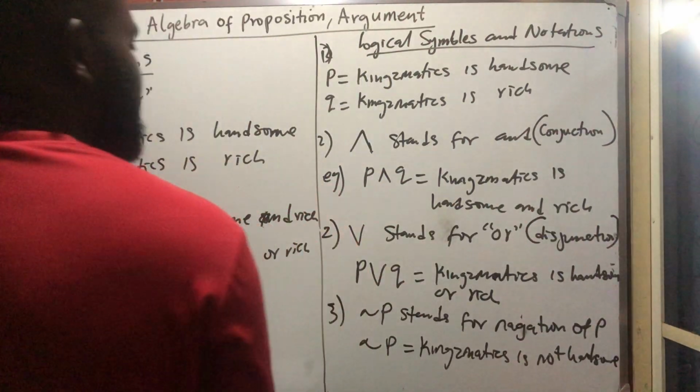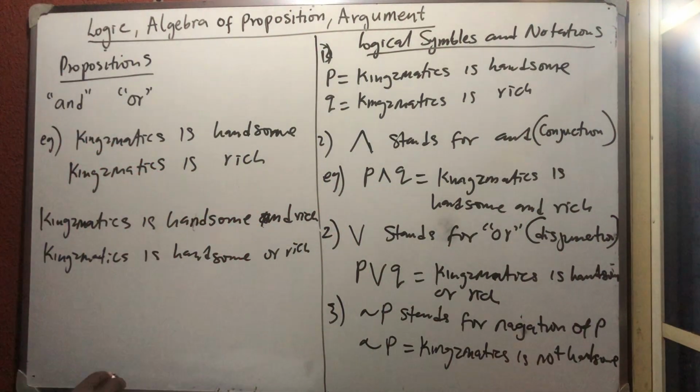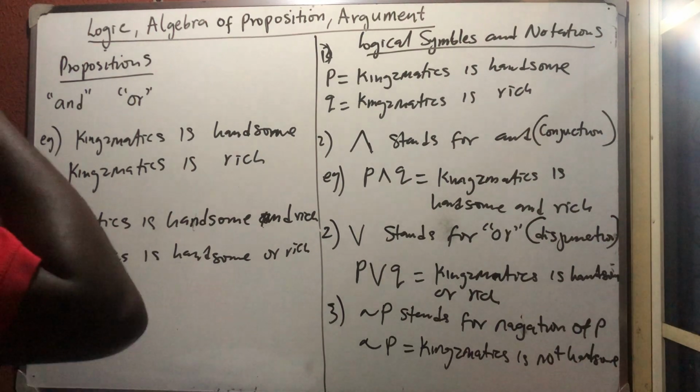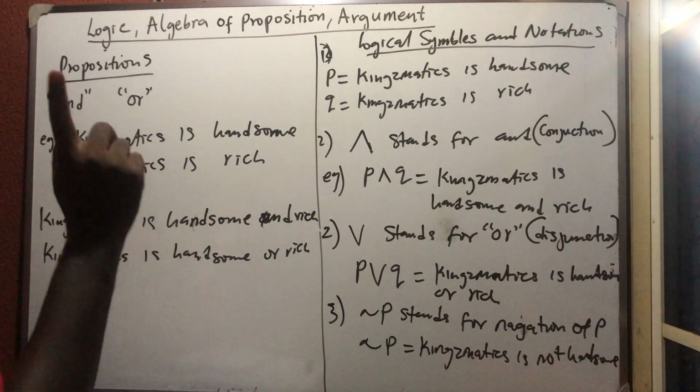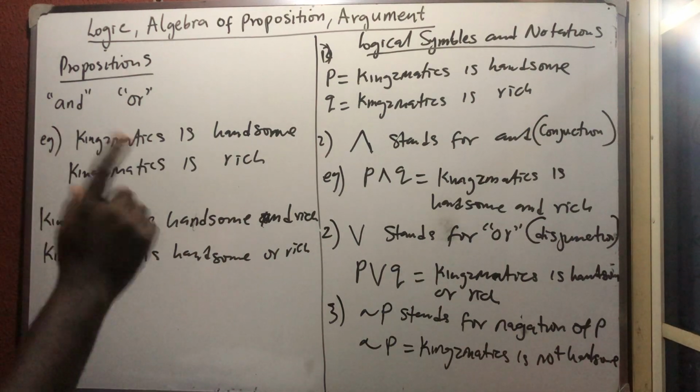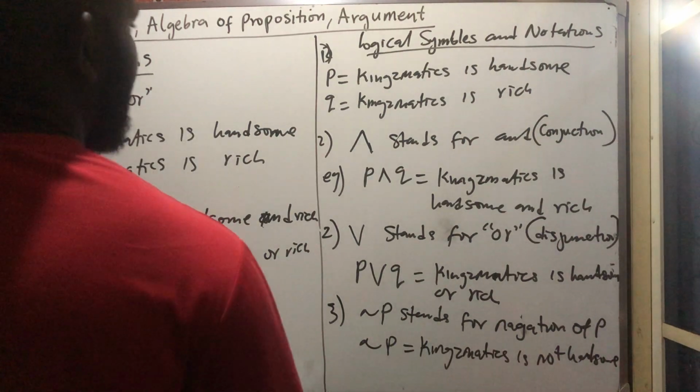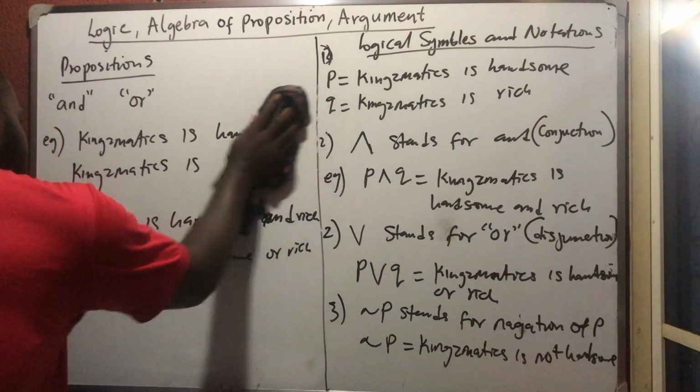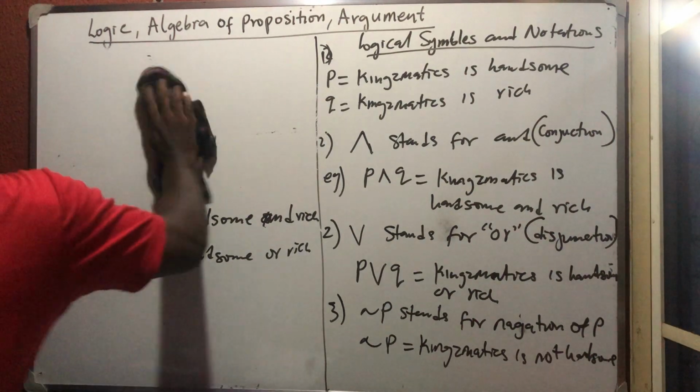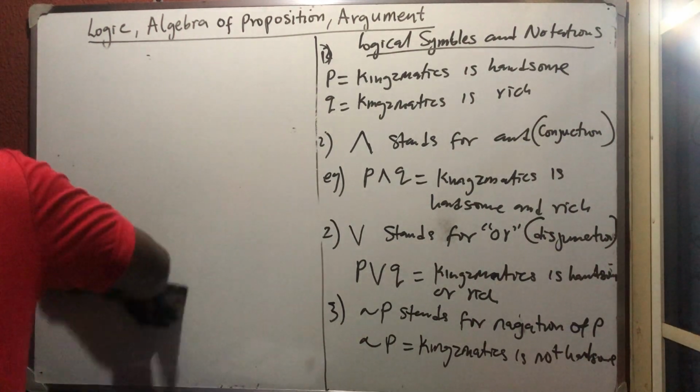So we cannot use it as Kingsmatics is ugly. It's not the same thing. In mathematics, the opposite of handsome is not handsome, and the opposite of ugly is not ugly. So please note that, very very important to note.